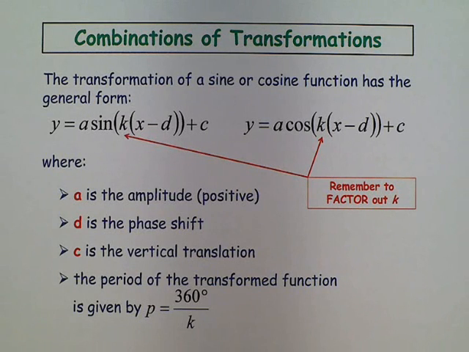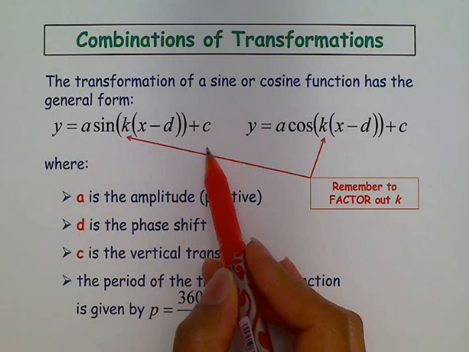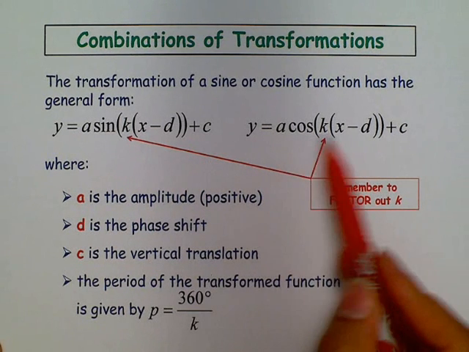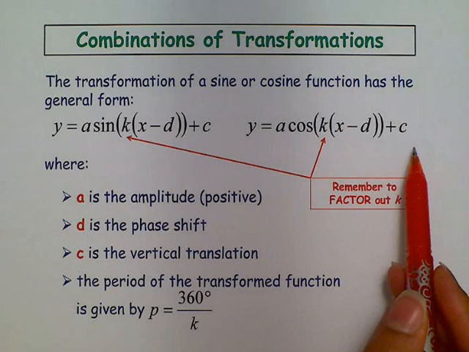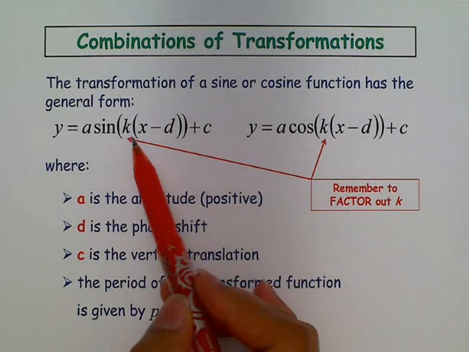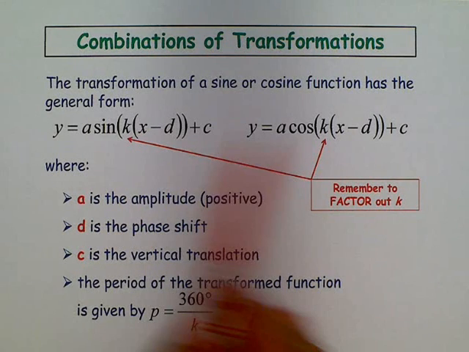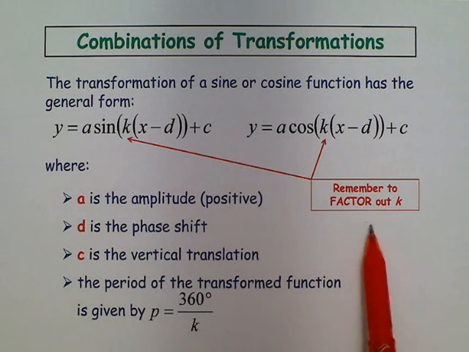Okay, combinations of transformations. So the transformation of a sine or cosine function has the general form y equals a sine k(x minus d) plus c, or y equals a cos k(x minus d) plus c. Remember that whenever you are looking at a transformed sine or cosine function, the coefficient of the variable x has to be factored out. So remember to factor out the k value.